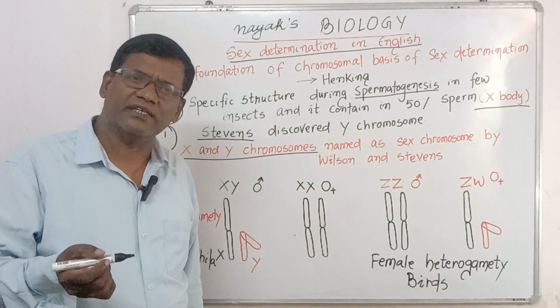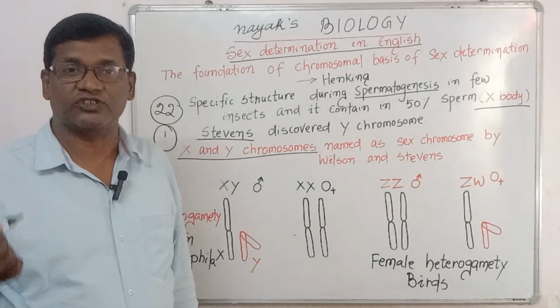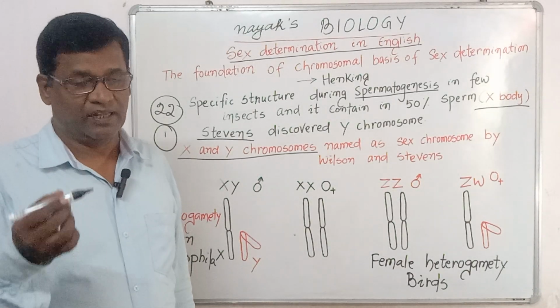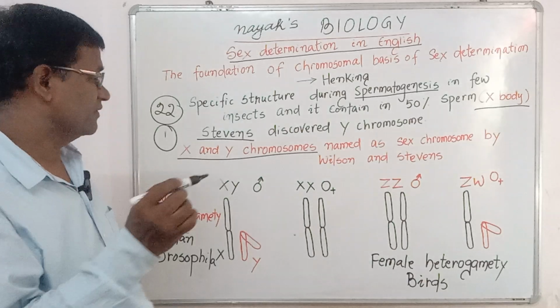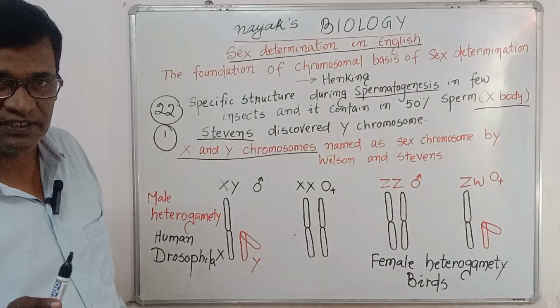Then one question arises: what are these 22 pairs doing? They are responsible for our whole body structure. There is only one pair, the sex chromosomes X and Y, responsible for the sex of the individual.